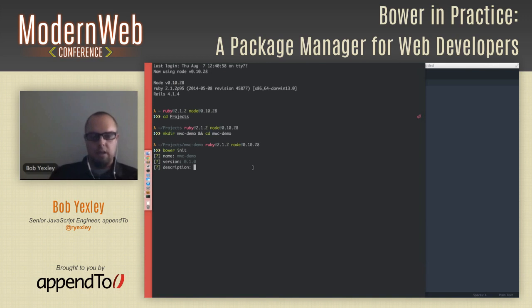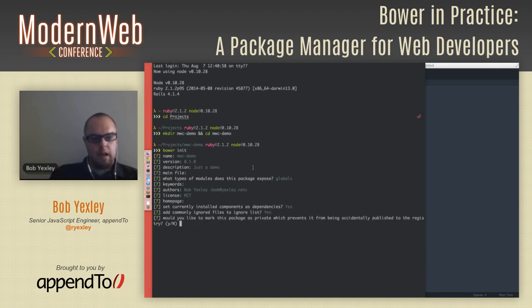I'm going to put a simple description in here. Main file, we don't have one. I'm going to ignore these, but this is really nice, you can actually go up and select and say there's globals in it. Keywords, we'll leave empty. I'm authoring it. MIT license. We don't have a home page for this. Yes, add commonly ignored files, so you ignore this. We'll talk about this really later.